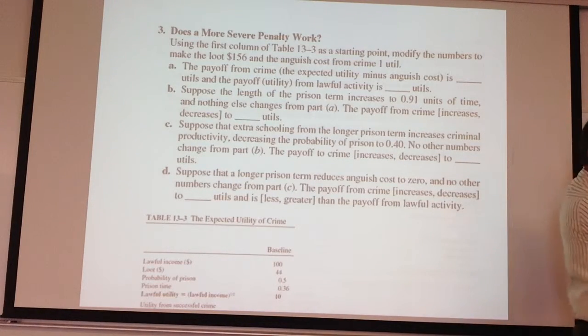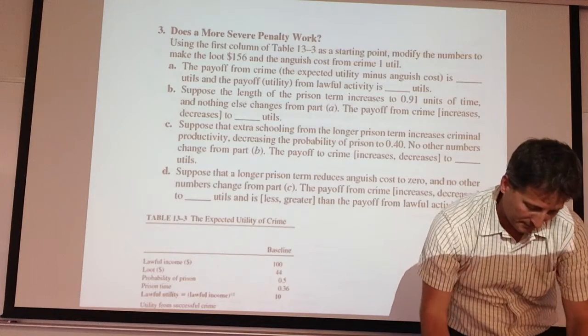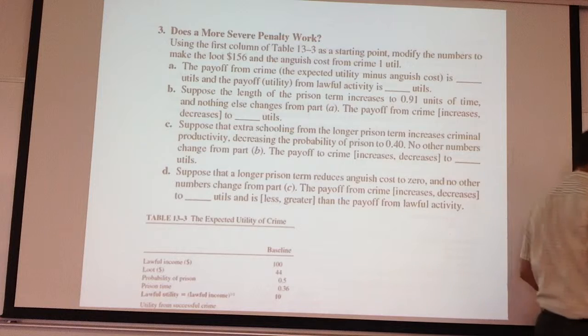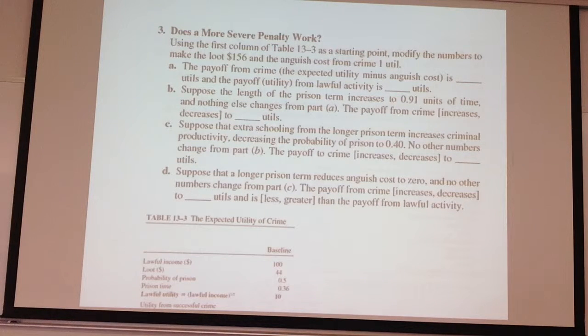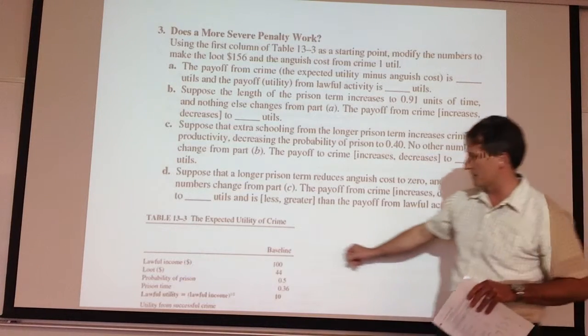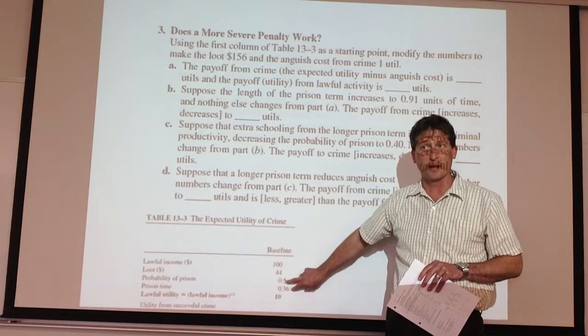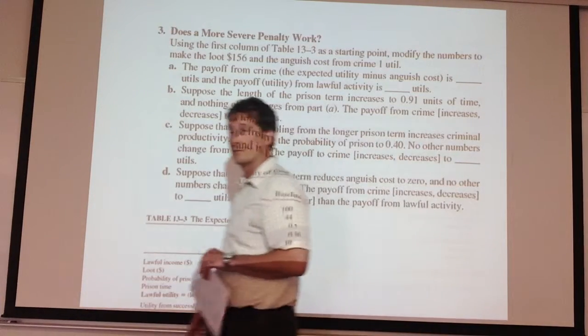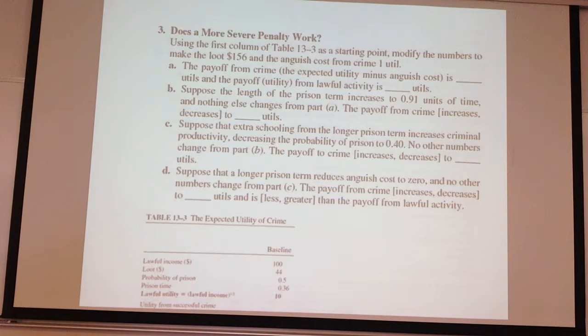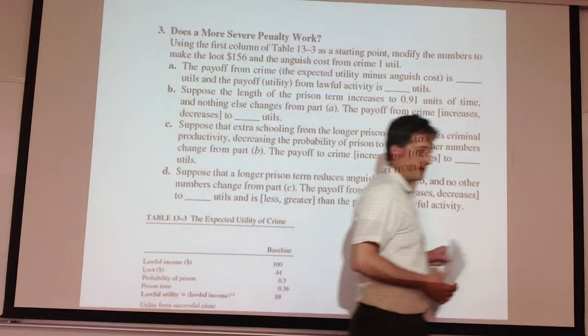from successful crime changes. Are we looking at the payoff from crime in general? So it's the first column, right? This is our baseline now. The numbers have changed, by the way, right? You guys caught that? Okay. What are we looking at, payoff from crime being the expected payoff or the payoff if you actually successfully commit the crime? Well, we're dealing with expectations, right?